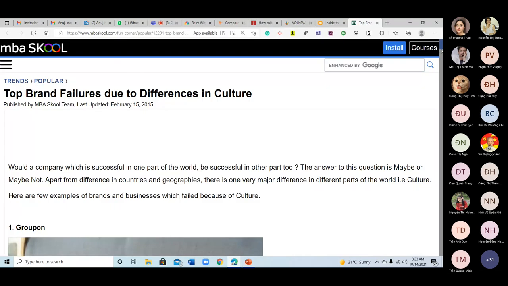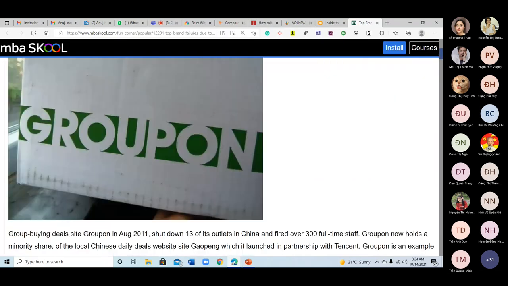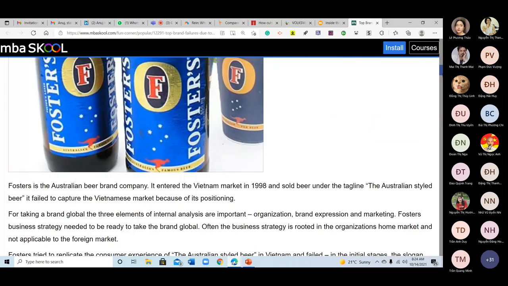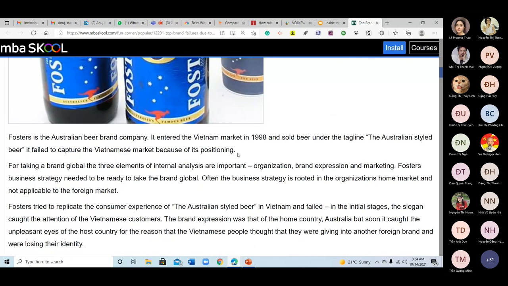Which top brands have failed? Groupon failed due to cultural differences. Foster's failed. Foster's, the Australian beer brand company, entered the Vietnam market in 1998 and sold beer under the tagline "the Australian styled beer." It failed to capture the Vietnamese market because of its positioning. They were using the words "Australian styled," so people in Vietnam probably didn't like it.